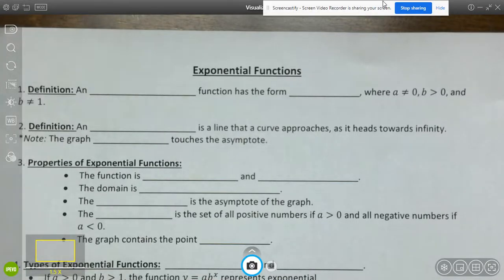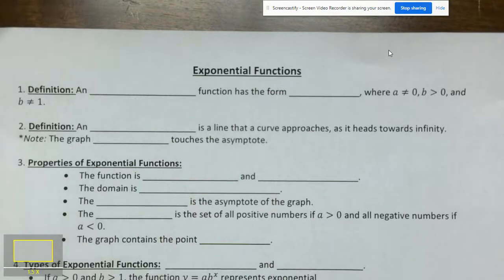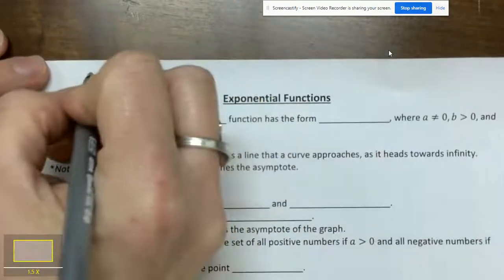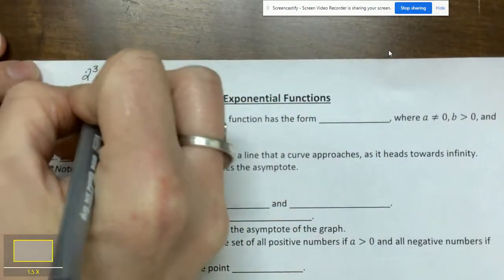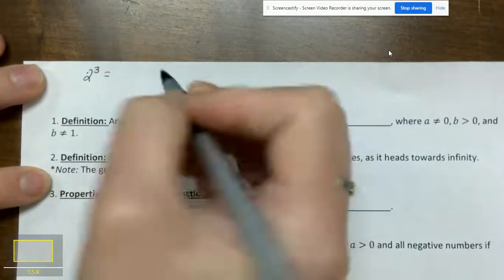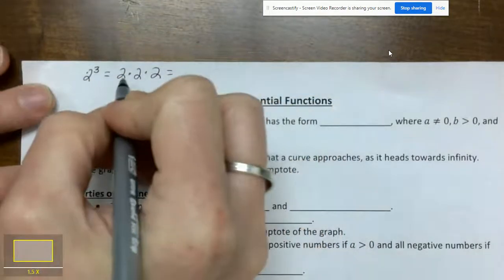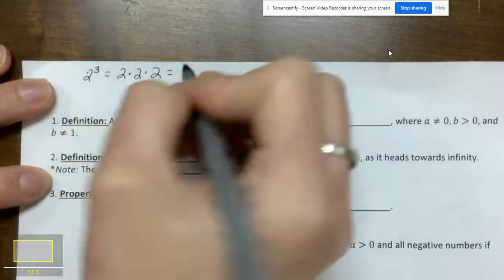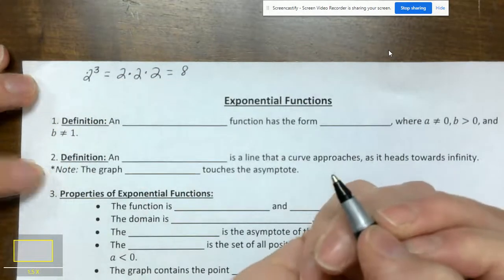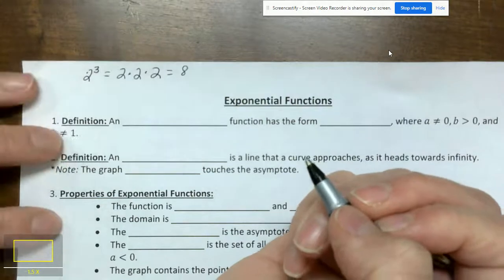Today in this video, we are going to introduce you to exponential functions. This is new. You probably have not done it before, but I would like to remind you about what an exponent is. So, for instance, if I ask you to evaluate 2 cubed, that means you would write down the number 2 3 times, and you would multiply it. So that would be 2 times 2, which is 4, times 2, which is 8, okay? So that's just a review of what an exponent is.